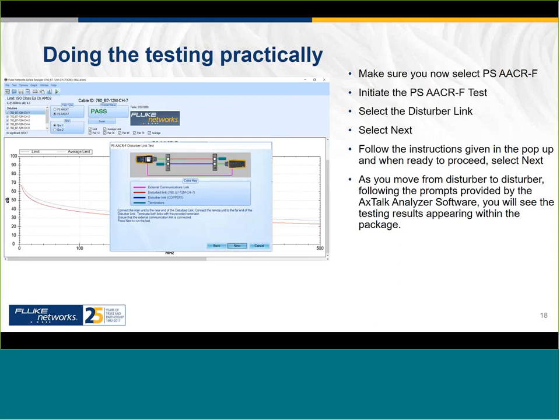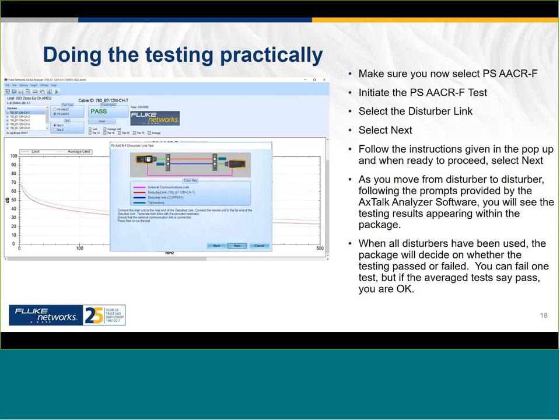So as you move from disturber to disturber following the prompts provided by the crosstalk analysis software, again, you will see the testing results appearing within the package. When all the disturbers have been used, the package will decide on whether the testing passed or failed, just like it did with power sum ANEXT.